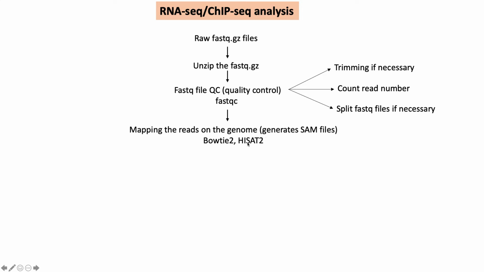And the reason is that HiSat2 is a splice-aware program. If you have splice variants, and if you're in general doing RNA-seq analysis, just do the mapping using HiSat2.